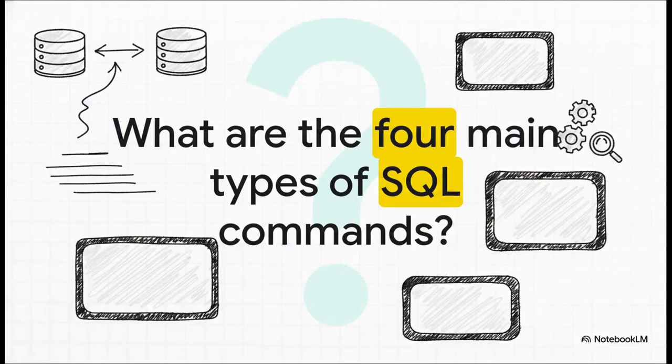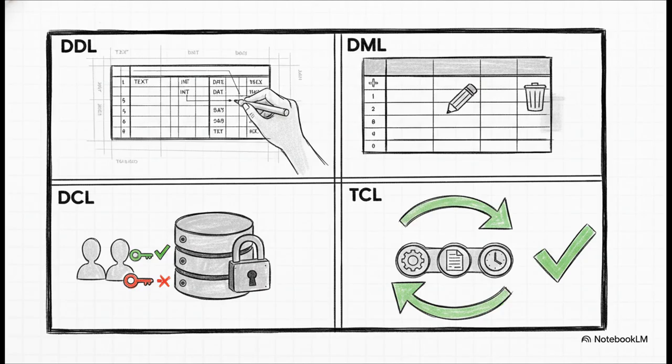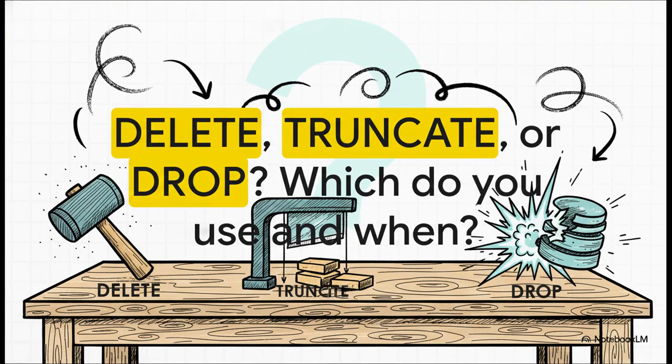Moving right along, SQL isn't just one big blob of commands, right? It's actually broken down into different sub-languages. Can you name the 4 main types? And here they are. You've got DDL, Data Definition Language. Think of this as the architect drawing the blueprints for your tables. Then there's DML, Data Manipulation Language. This is the construction crew actually putting data in, changing it, and taking it out. After that is DCL, Data Control Language. That's your security guard deciding who gets the keys. And finally, TCL, Transaction Control Language, making sure that a bunch of changes all succeed together or they all fail together.